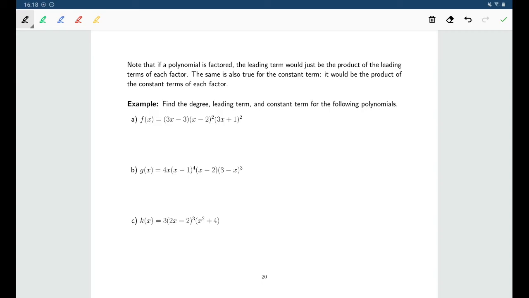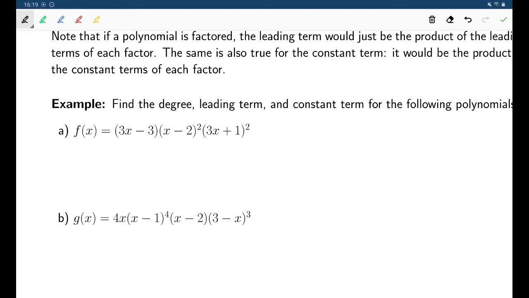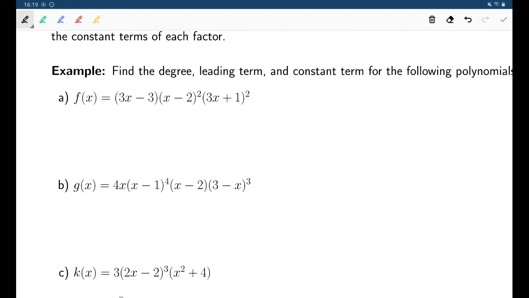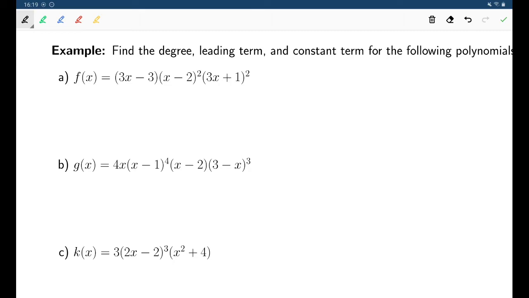We also need to know how to find the constant term, because the constant term, of course, tells us where our y-intercept would be. And now the nice thing is that for a factored polynomial, if you want to find the leading term, you just need to multiply together the leading terms for all the factors. And same sort of thing for a constant term. To find the constant term for a polynomial, multiply all the constant terms together for all the factors.